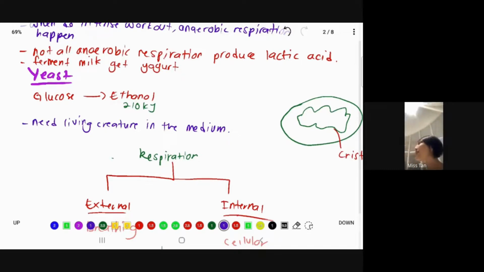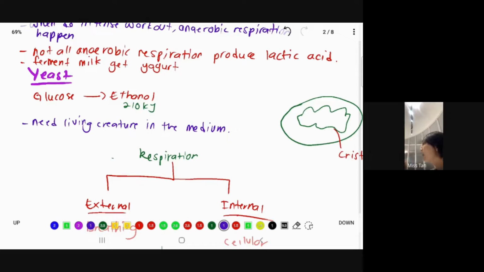Then internal, cellular respiration, means the one that happens in a cell. There are 2 types, aerobic and anaerobic. Aerobic is with the presence of oxygen. We break down the food into carbon dioxide and water. And this one has 2 processes. One is glycolysis, a big word that you never learned before, which is breaking down glucose into 2 pyruvate. Pyruvate, okay? I like to pronounce it in syllables so that you know how to spell it. Pyruvate.